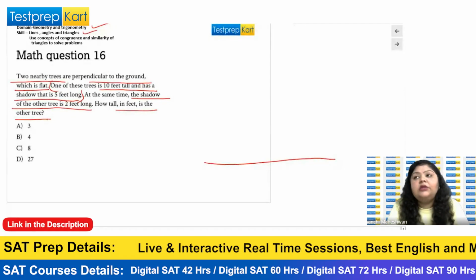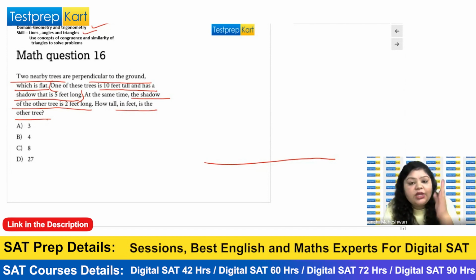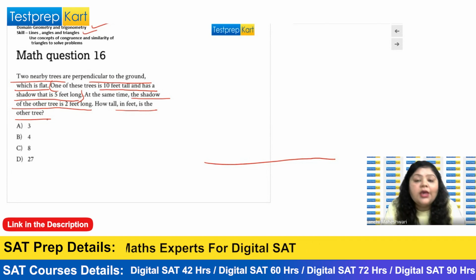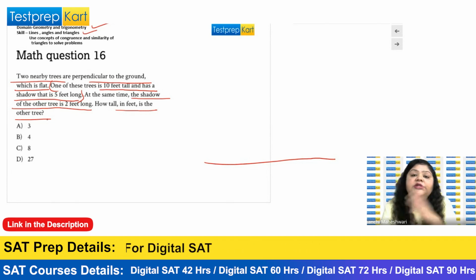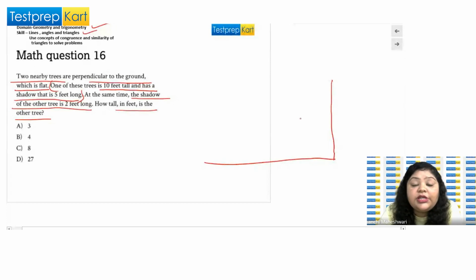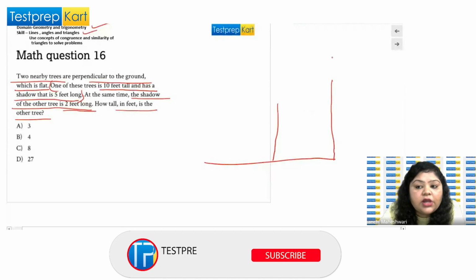Now see guys, there is only one logic to simplify this question. If the thing is longer, obviously its shadow would be long. If the thing is shorter, obviously its shadow would be short. Are you getting my point? Now I'm going to assume, let's say, the very first tree looks like this. Why? Because it has to be the longer one. Its shadow is 5 feet long and the shadow of the other one is 2 feet long. So obviously the first one has to be the longer one and the second one has to be the shorter one. Are you getting my point?